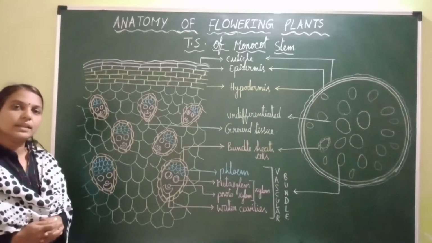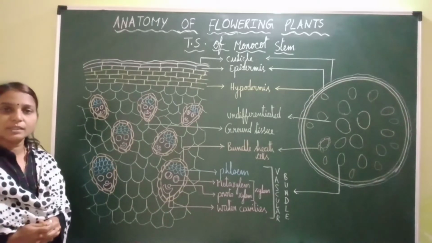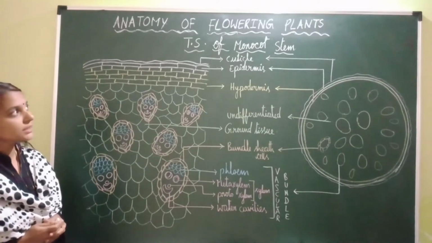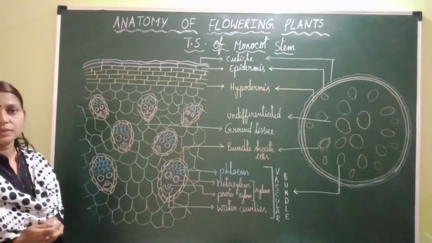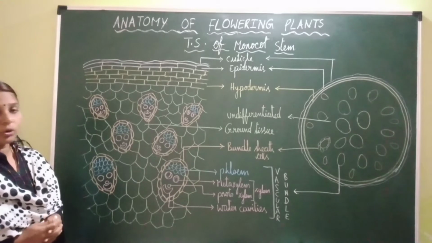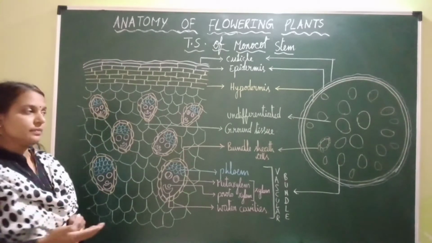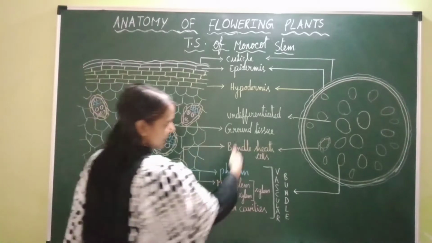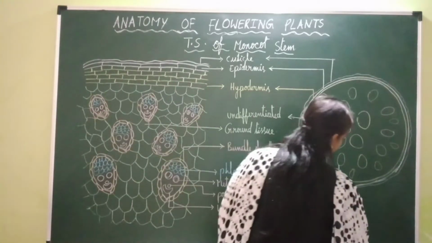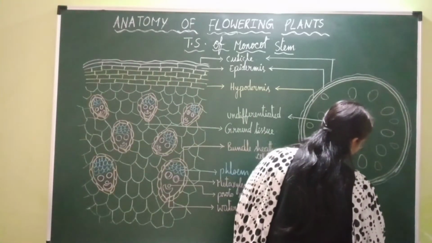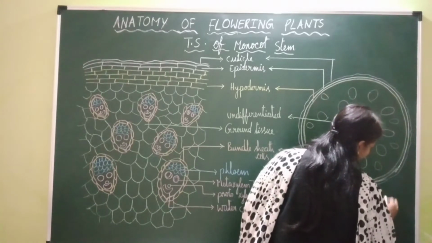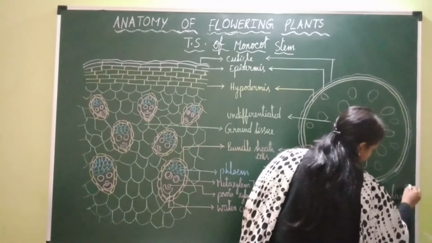Hello students, in the last class I explained about the transverse section of dicot stem. Now in this class I am going to explain about the transverse section of monocot stem. When we take the transverse section of a monocot stem and observe it under microscope, we can see this type of structure, which is the ground plan of monocot stem.